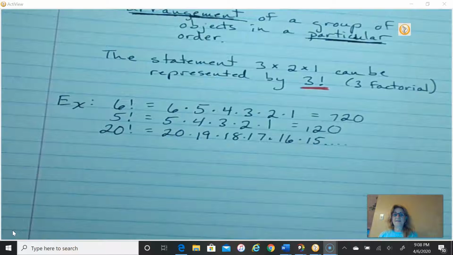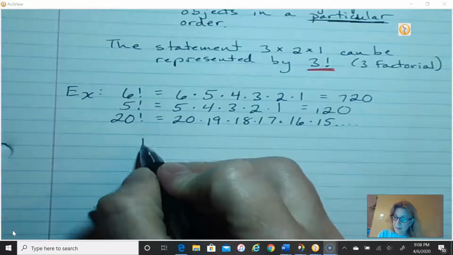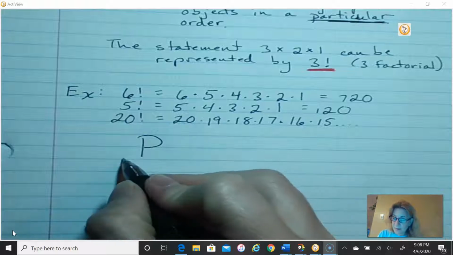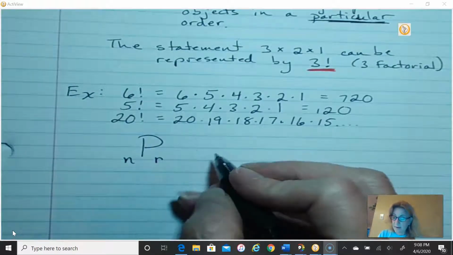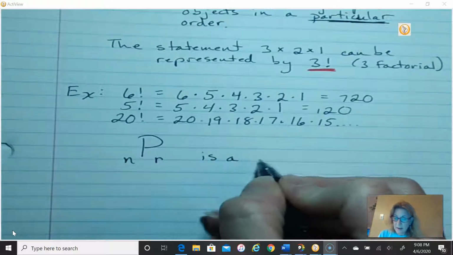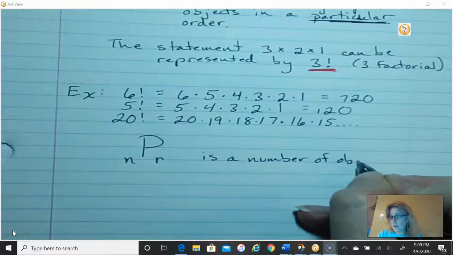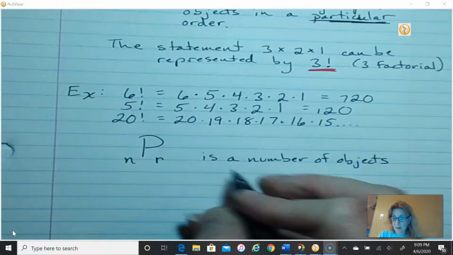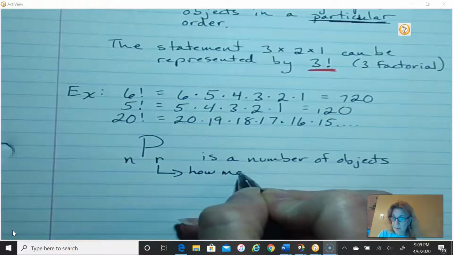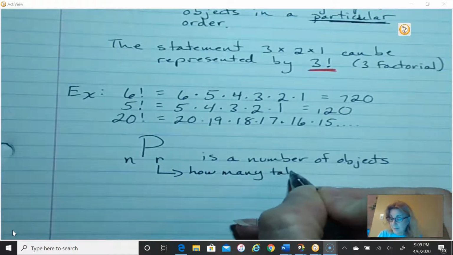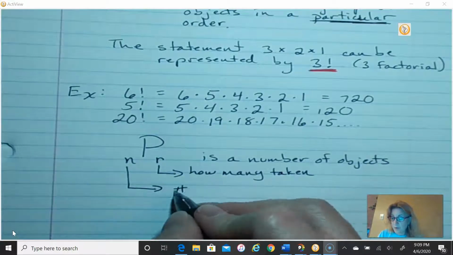Okay, I'm going to give you what is like the formula for this. It's a big old P, N, and R. Okay? P is a number of objects. R is how many taken. N is the number of objects.